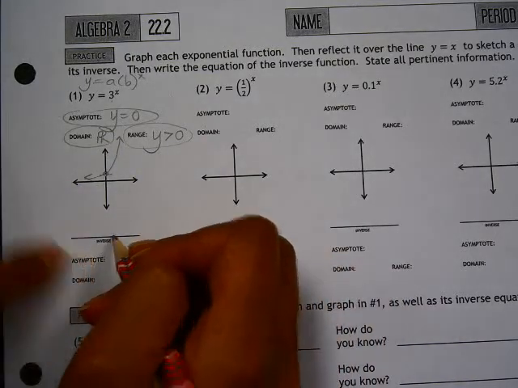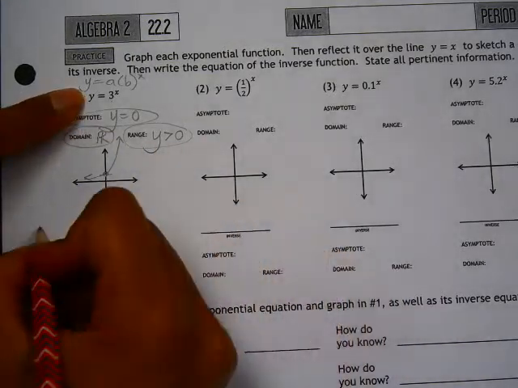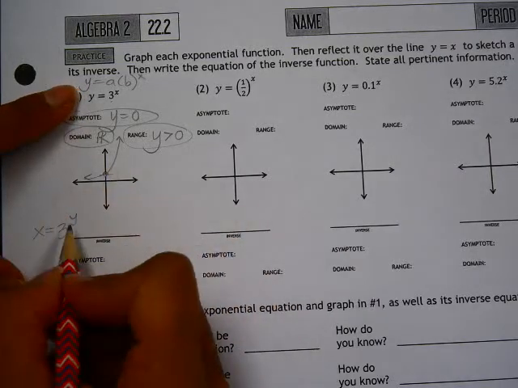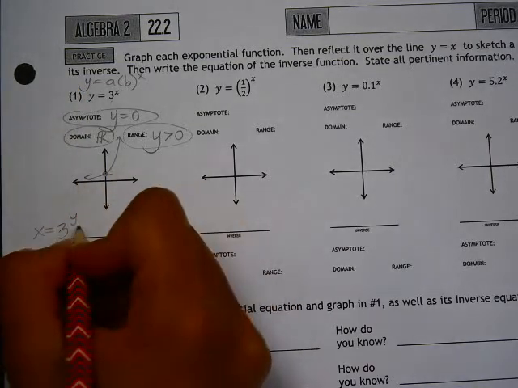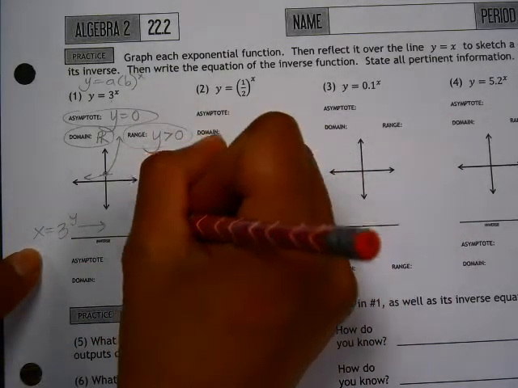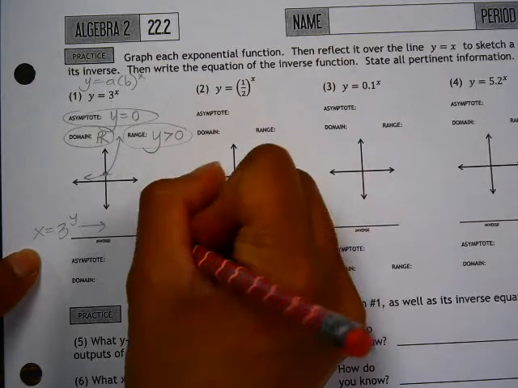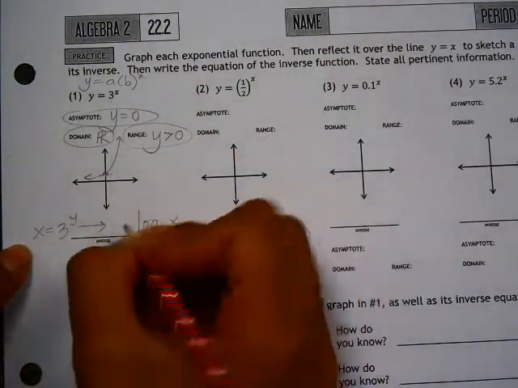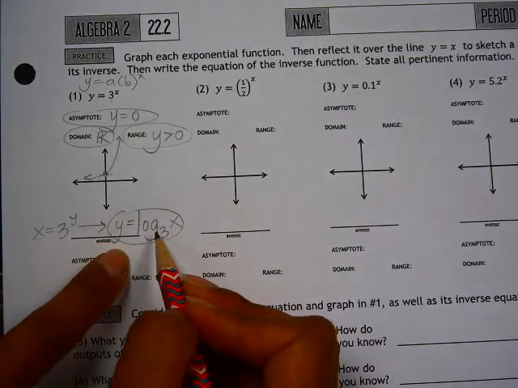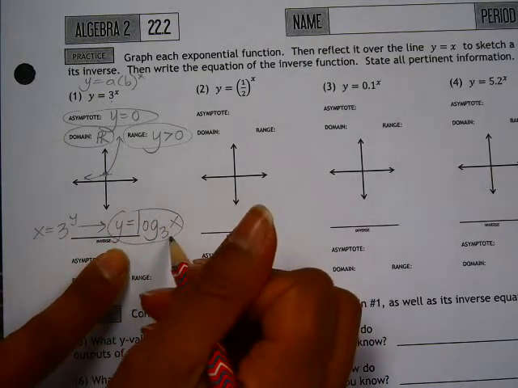The inverse of this equation is x equals 3 to the y, but we don't usually write equations as x equals. We need to change it to y equals, and the only way to do that is to change it to log form. So log base 3 of x is equal to y. So the inverse graph is the graph of y equals log base 3 of x.